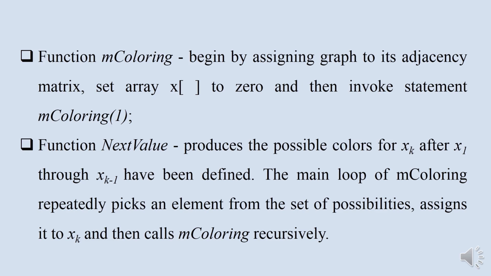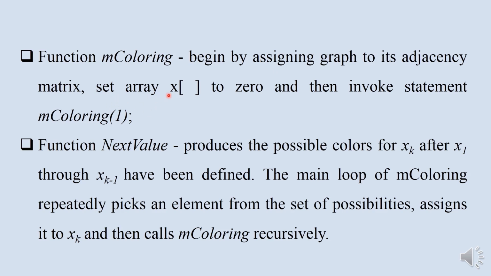There are 2 functions to color the graph. We have the function mColoring. Initially, we begin by assigning the input graph to its adjacency matrix. What is an adjacency matrix? If in a given graph there is an edge from the ith vertex to the jth vertex, then in the adjacency matrix, the ith row jth column will have the value 1. And if there is no edge from the ith vertex to the jth vertex, then the corresponding entry in the adjacency matrix will be 0.